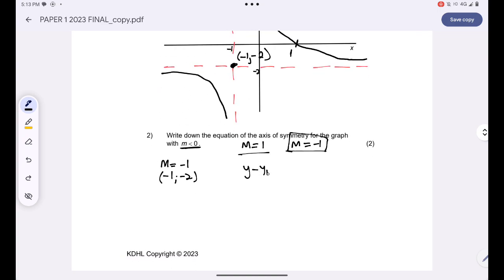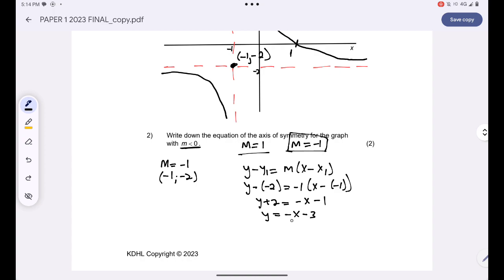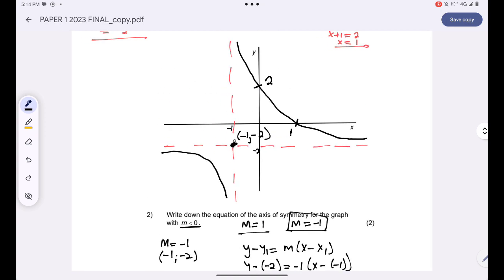I can say y minus y1 is equal to m times (x minus x1). So y minus y1 is -2 minus, m is -1, and x1 is -1 as well. So I'll have y plus 2 is equal to negative (x minus 1), and then I'll have y is equal to -x minus 3. So this is the axis of symmetry. It will pass like that over there. It will cut the y-axis when y is equal to -3.